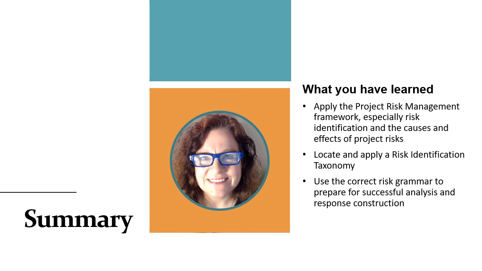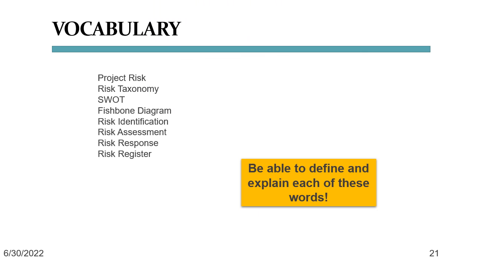Here's what you have learned in this module. We have discussed how to apply the project risk management framework, especially risk identification and the causes and effects of project risks. You have learned and practiced how to locate and apply a risk identification taxonomy and how to use the correct risk grammar to prepare for successful analysis and response construction. Here are the words that you have learned in this module. Please ensure that you can define and explain each one of them.